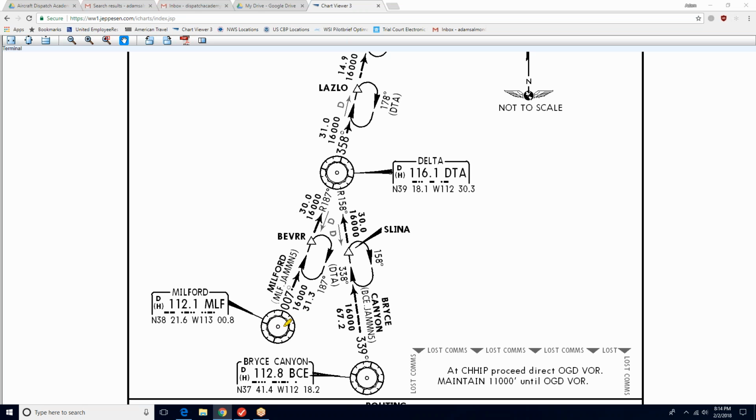you can see as they cross onto here, they need to be at 16,000 feet. And then you can see the instructions that they're supposed to follow, you can see the distances. 16,000 feet even, so they still maintain 16,000 feet even up in this area.